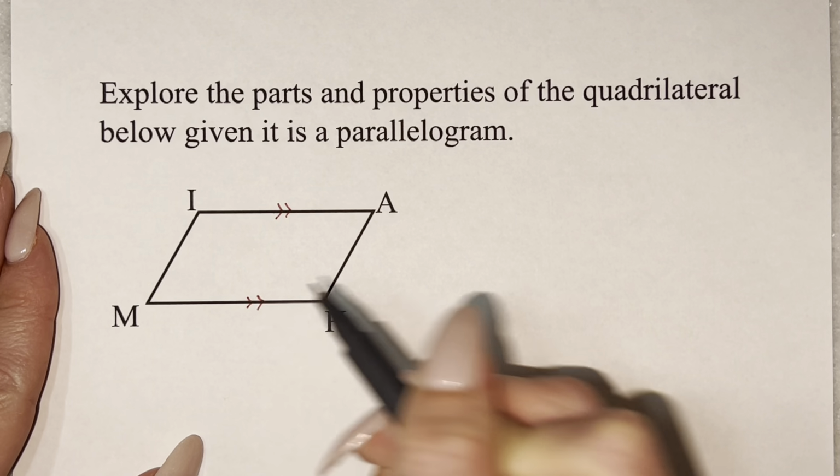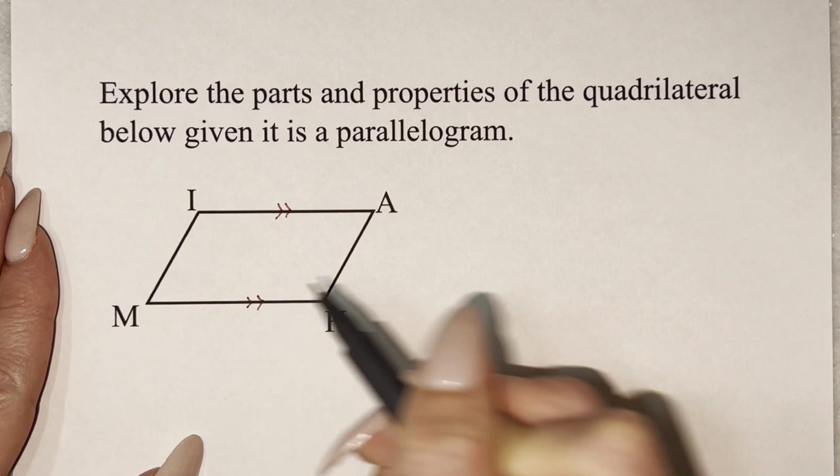And then the last thing that I want to talk about in terms of these parallelograms are some lines that actually are not drawn in the picture. And those lines are going to be this line right here from M to A. This line right here is AM. And this line right here from I to H. So those two types of lines have a special name.